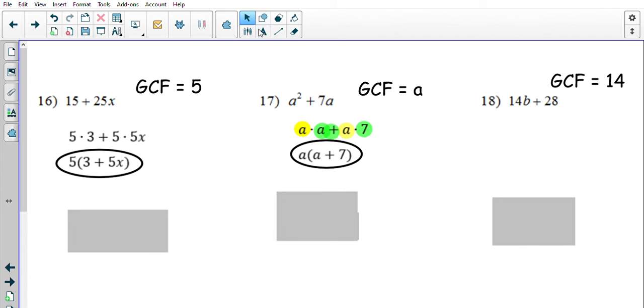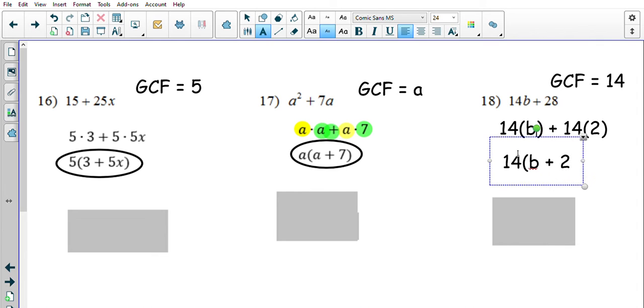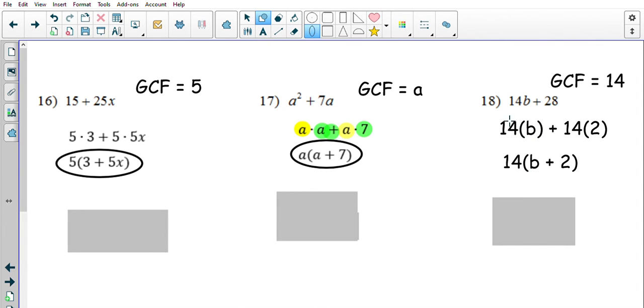So I'm going to take a 14 out of this. So I'm going to write 14 times b. I'm going to use parentheses to represent multiplication. It's easier to type in. Plus 14 times 2 for the 28. So the 14, our GCF, is going to go outside the parentheses. b plus 2 is left inside the parentheses. So final solution, 14, then in parentheses b plus 2.